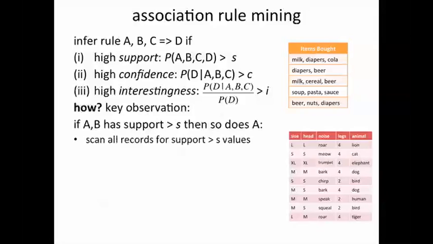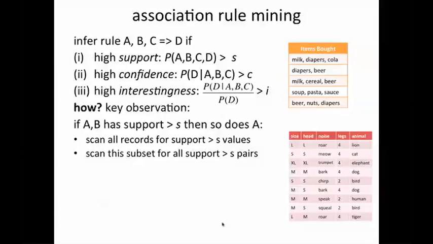So this is how the algorithm works. We first scan all the records and note down which features have support greater than S. That means which particular values of data items. That means you might have diapers have a high support, beer has a high support, nuts have a high support, but others don't, for example.